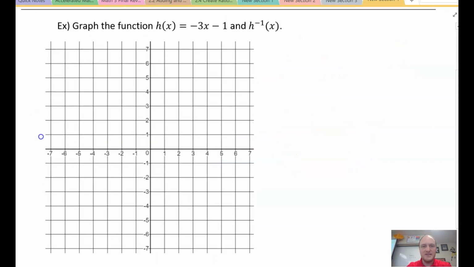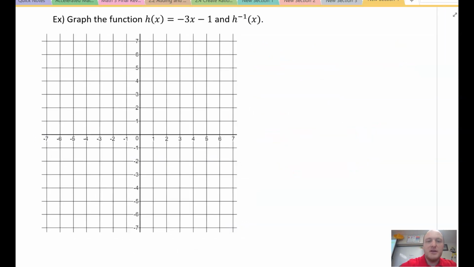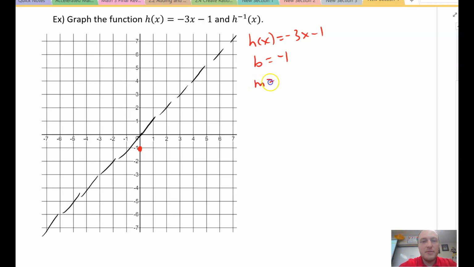All right, here is example 2. We're going to do the same thing. I'll graph my dashed line, y equals x, and plot my points. So h of x is negative 3x minus 1. I know my b value is negative 1, and I have a slope of negative 3, m equals negative 3.